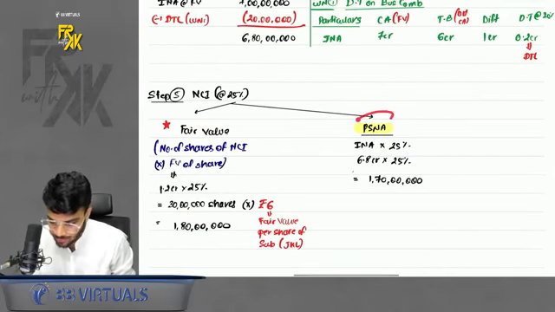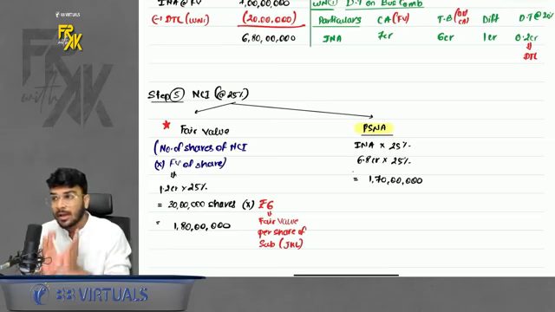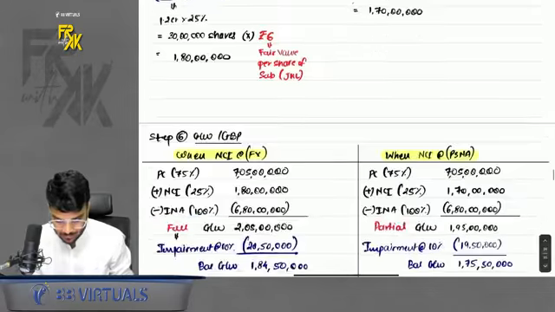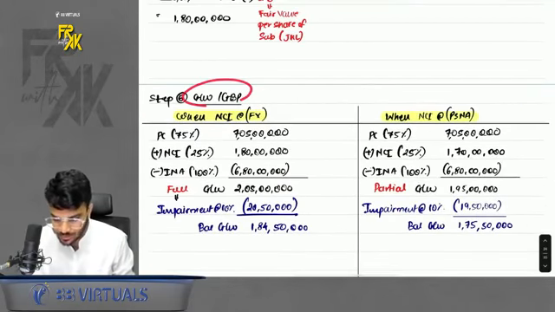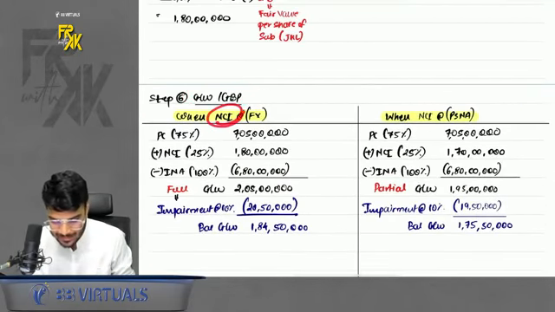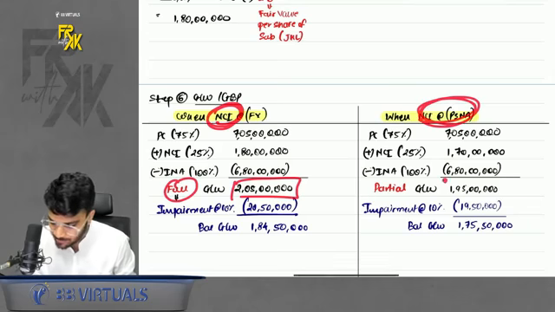Either this or you can follow PSNA. In this question it is said to follow both the methods, so I am doing both. Then you will get the goodwill or gain on bargain purchase. So if you take NCI at fair value, goodwill will come as full goodwill. If you take NCI at PSNA, goodwill will come as partial goodwill.